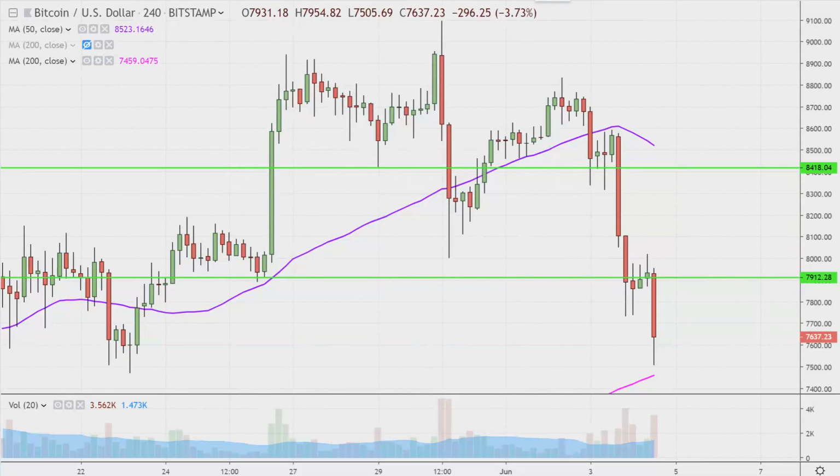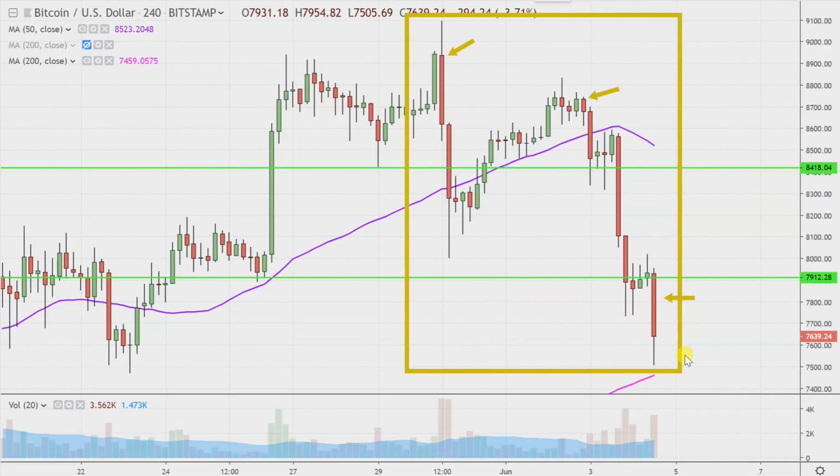Real quick, what do I mean by 4-hour in case maybe you're new to charts? Instead of each one of these candlesticks representing 1 day's worth of price action, which is what you would normally see, each one represents 4 hours. So while this may look like a few weeks worth of time, it's actually just the past few days broken down into 4-hour time slices.